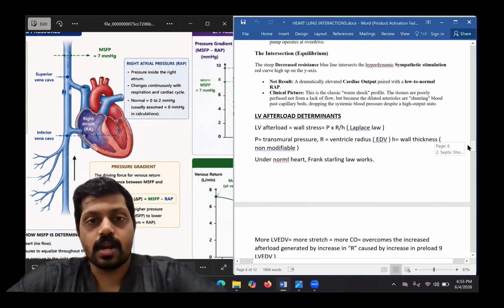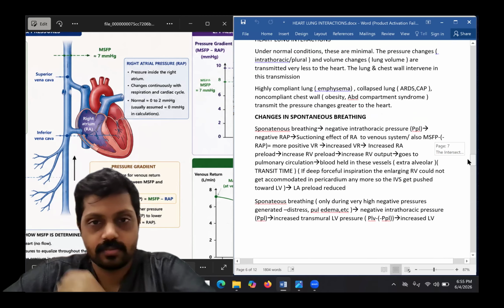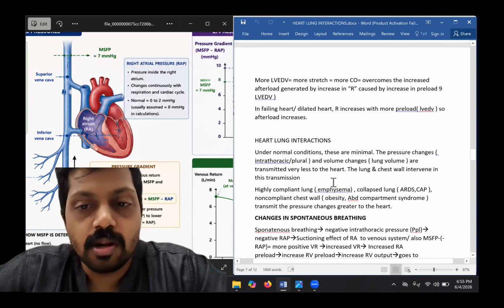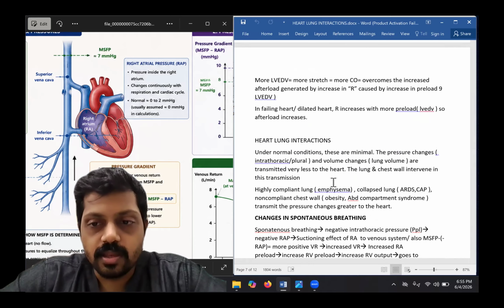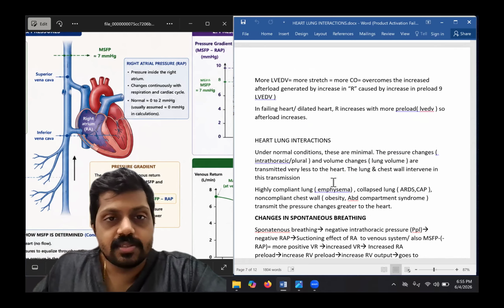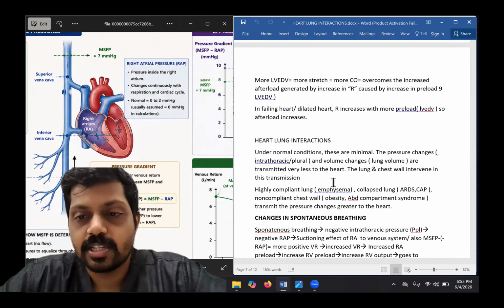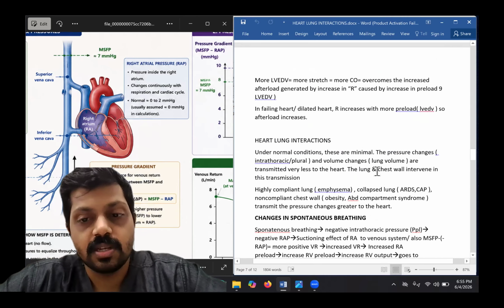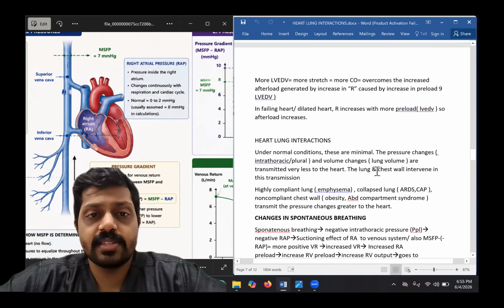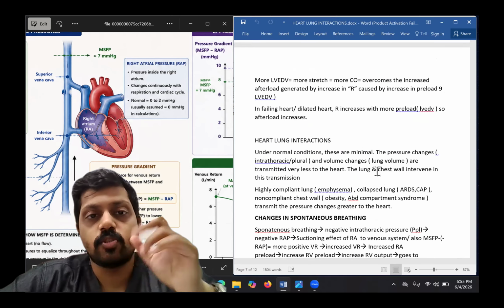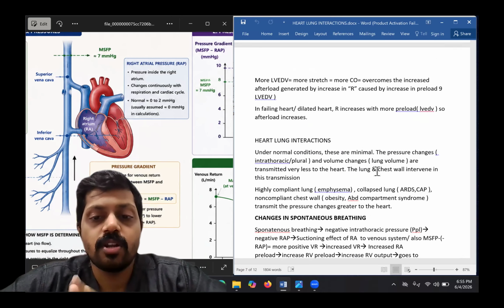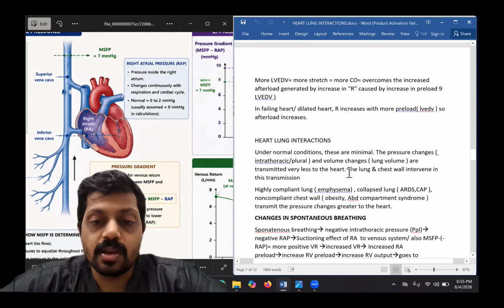So now we'll see about heart-lung interactions. Under normal conditions, the pressure changes and volume changes happening inside this chamber are very much less transmitted to the lung. Lung and chest intervene in this transmission. Whereas in certain cases where the lungs are highly compliant, like in COPD or asthma, or in case of collapsed lung in ARDS or pneumonia, or if the chest wall is non-compliant, then these pressure and volume changes are transmitted to a greater extent to the heart.